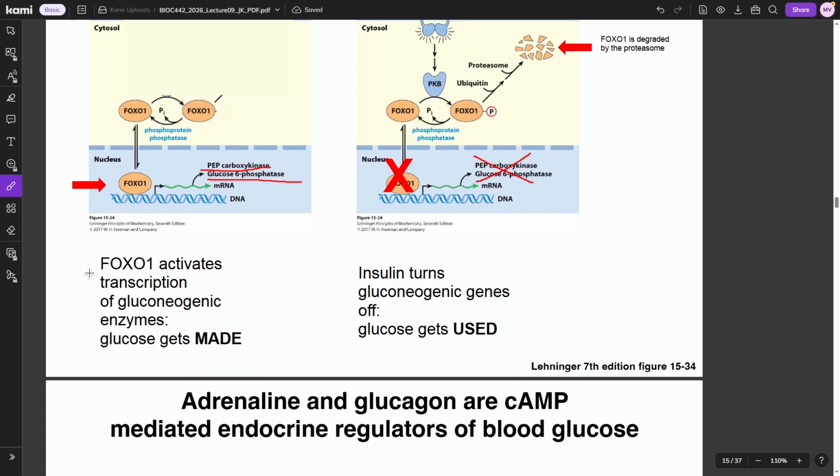So when FOXO1 is activated, glucose is made, remember, because these are gluconeogenic enzymes. But when FOXO1 is degraded, glucose gets used. It's stored.